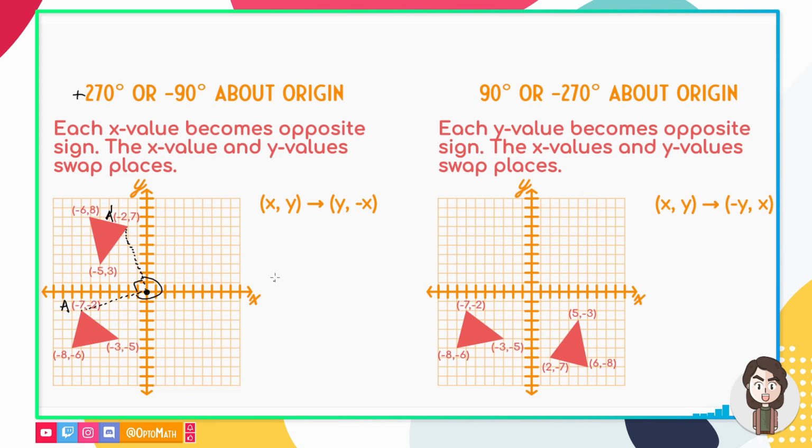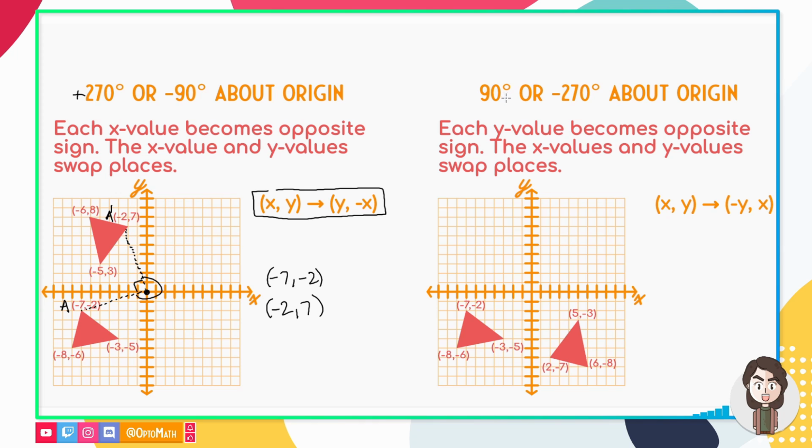And if we looked at our points, -7, -2, and then our point -2, 7, we see that the Y of our first point matches the X of our second. And then the X of our first matches the Y of our second, except for the signs change. So that's a good way to verify that our rule is going to make each X value become the opposite sign, and the X value and Y value will swap places.